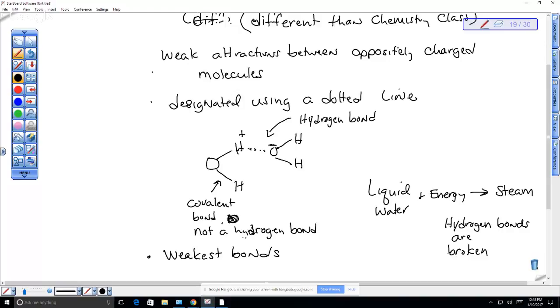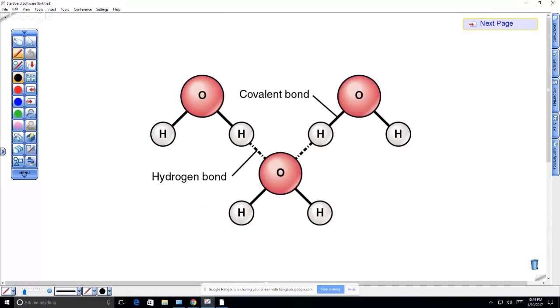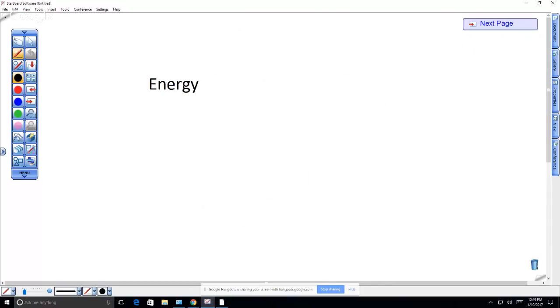Okay, any questions about covalent, ionic, and hydrogen bonds? Remember that it's only the covalent where we see polar and nonpolar. So only in covalent do you have to designate whether it is a polar covalent or a non-polar covalent bond. So in your book, they have the diagram here. Water molecules bonded together. Okay, so next we're going to talk a little bit about energy.